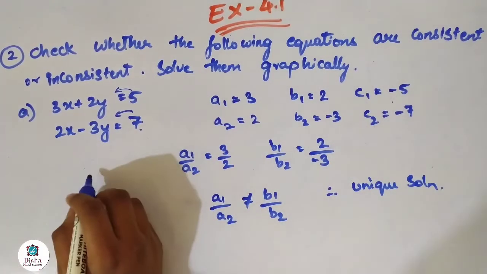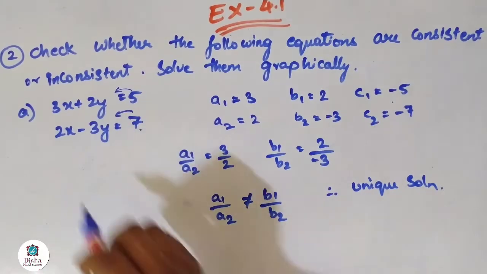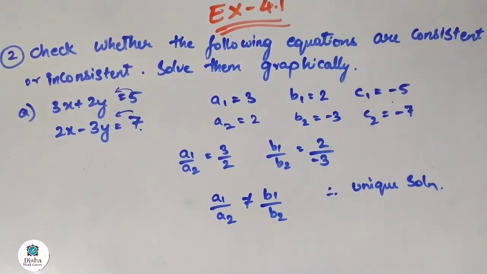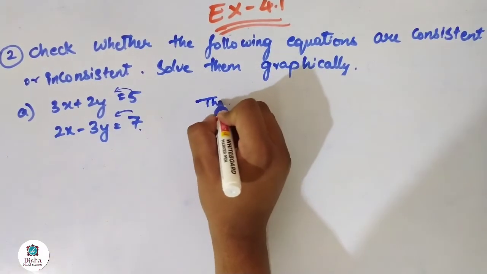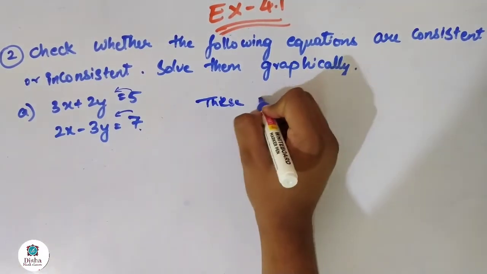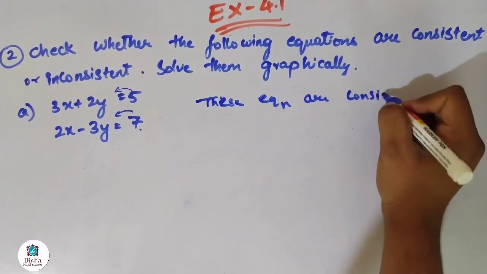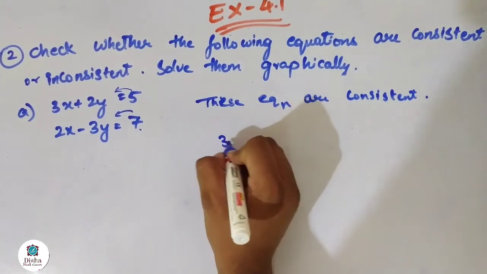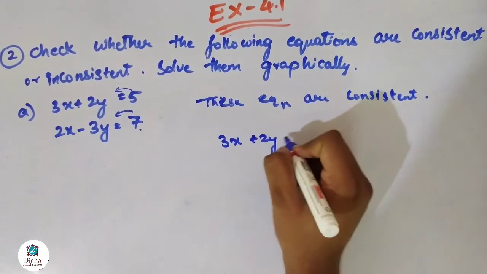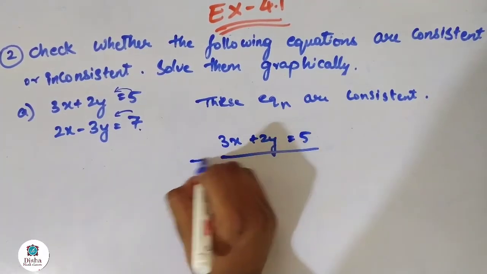Now we have to solve these equations. This pair of equations is consistent, right? They are consistent. Now, 3x plus 2y equals 5.